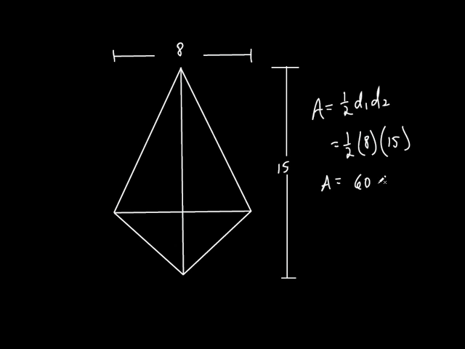And it's whatever it's in. Let's say it's in centimeters. I don't know what it's in, but we'll say it's centimeters squared. So area is always squared. And that's the area of that kite. Let's do another one. Let's do a rhombus, and we'll be finished.